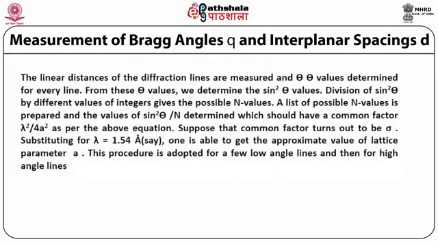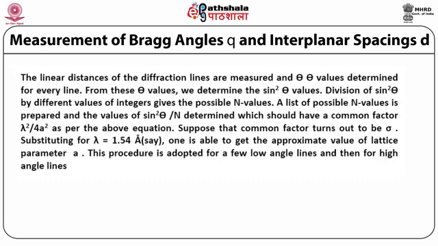The linear distances of the diffraction lines are measured and theta values determined for every line. For these theta values, we determine the sin squared theta values. Division of sin squared theta by different values of integers gives the possible N values. A list of possible N values is prepared, and the values of sin squared theta by N determined should have a common factor lambda squared upon 4a squared as per the above equation.